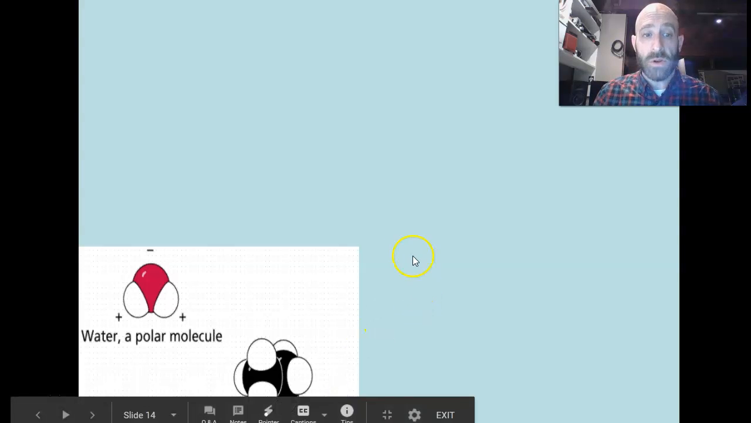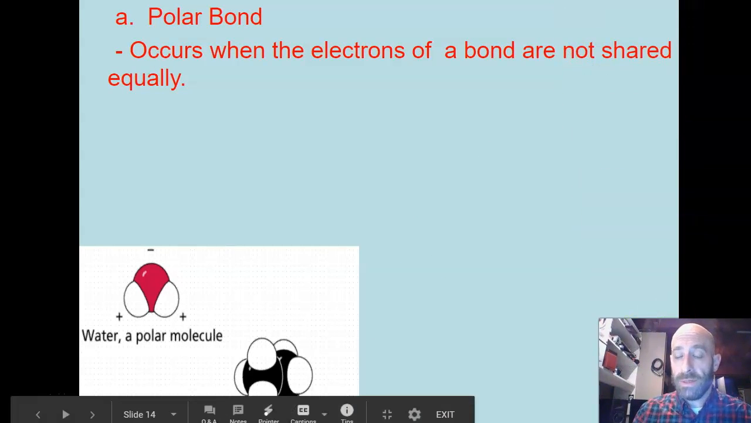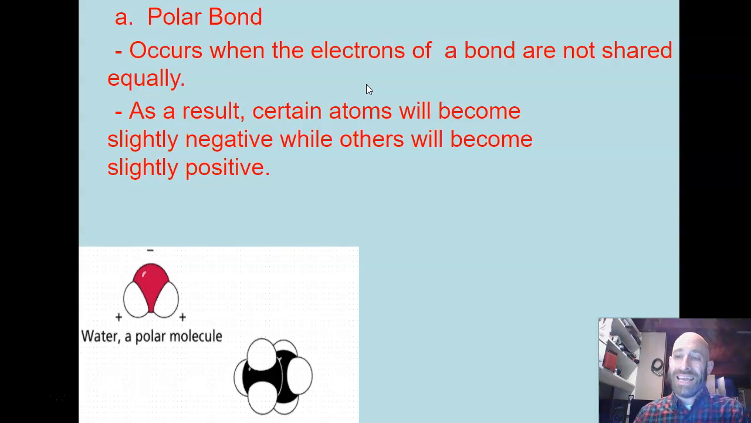So let's go back to those notes real quick. In a polar bond, let me move my video out of the way. This is going to occur when those bonds share their electrons, but they're not shared equally. What ends up happening is you get a slight negative charge on one side and a slight positive charge on the other. So what the heck does that mean, right? Well, let's talk about that for a second.